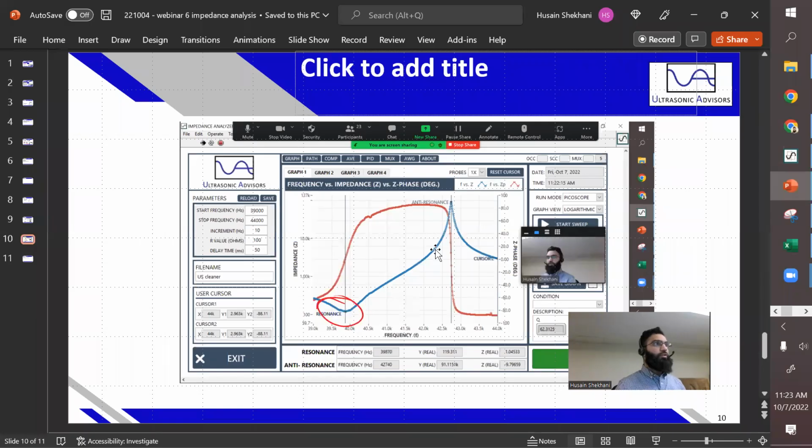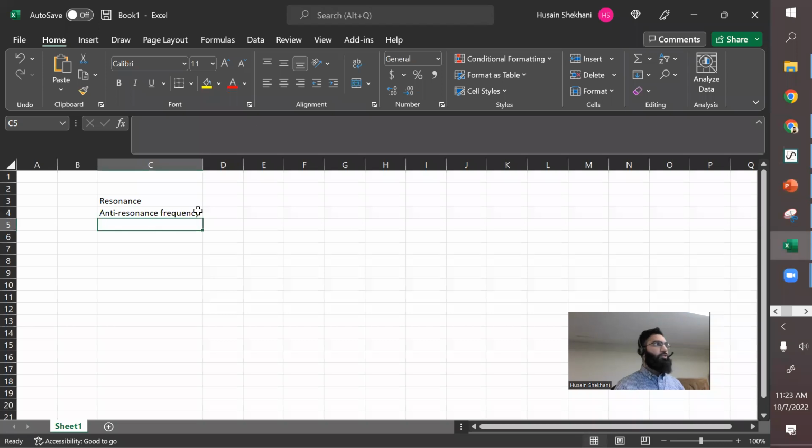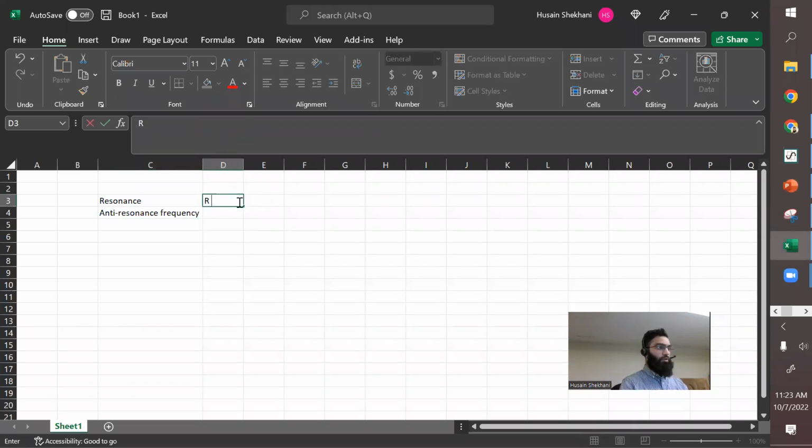So there's the resonance frequency here, and also the anti-resonance frequency here. So what other points do we usually measure? They are the resonance impedance and the anti-resonance impedance.